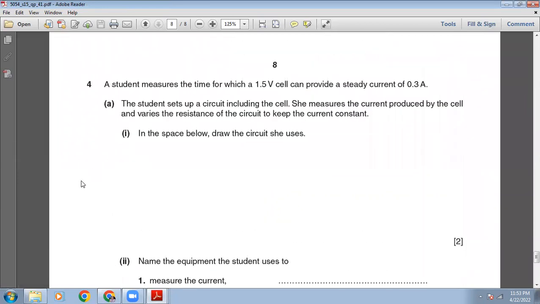Okay, so we are going to question number 4. It says the student measures the time for which a 1.5 volt cell can provide a steady current of 0.3 ampere. The student sets up a circuit including the cell. She measures the current produced by the cell and varies the resistance of the circuit to keep the current constant. In the space below, draw the circuit she uses.